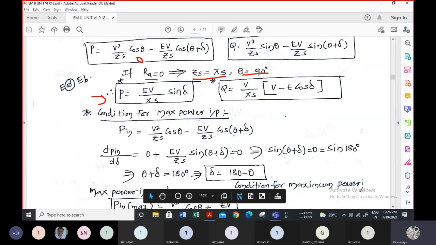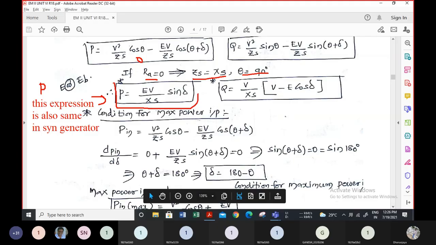So I'll try to write here. This expression is also the same in the synchronous generator. The power expression formula is also the same in the synchronous generator. The active power formula of the synchronous generator is the same as that of the motor. In the motor also the formula is the same, P equal to EV by XS into sin delta.